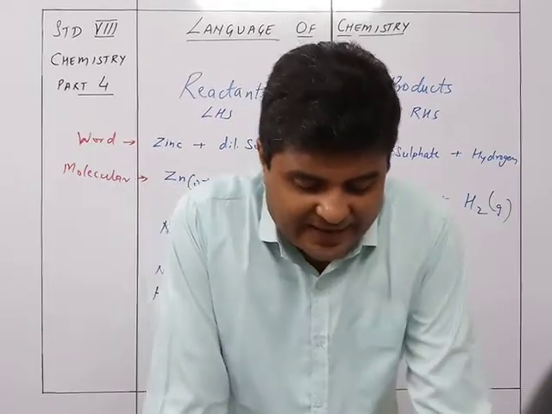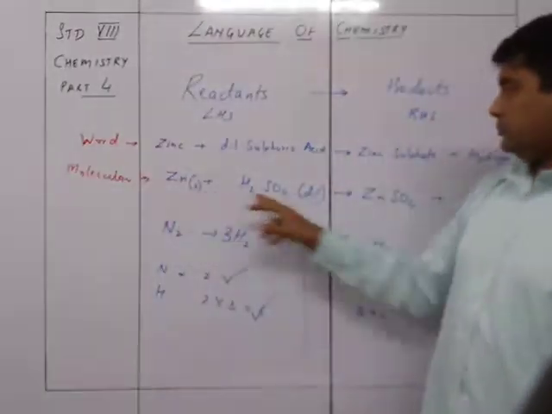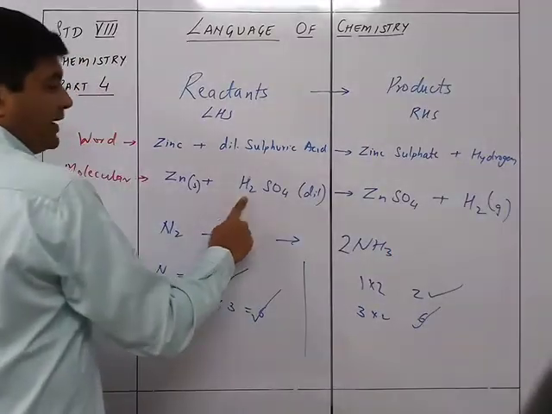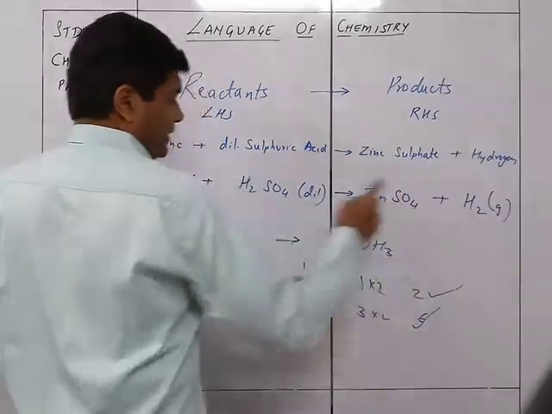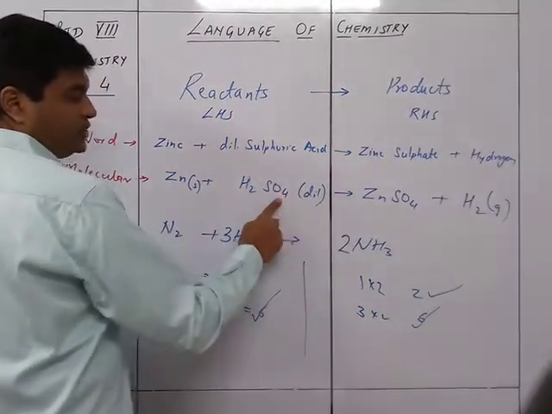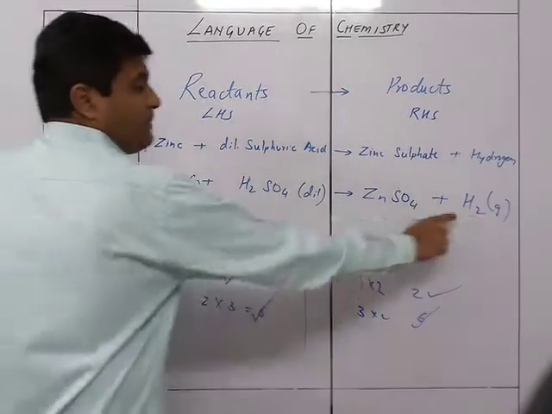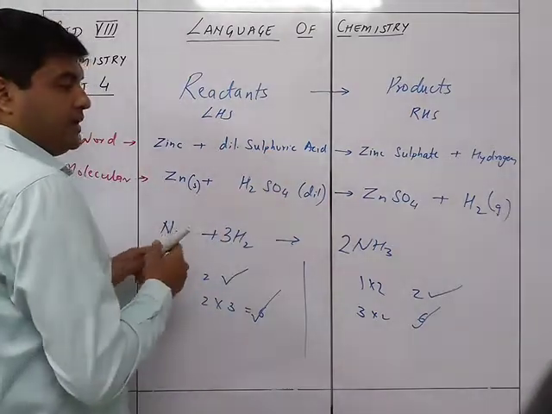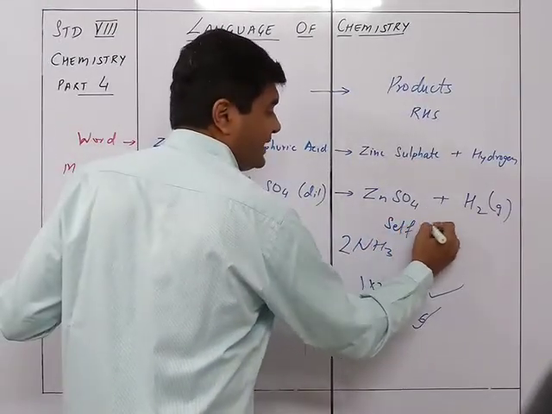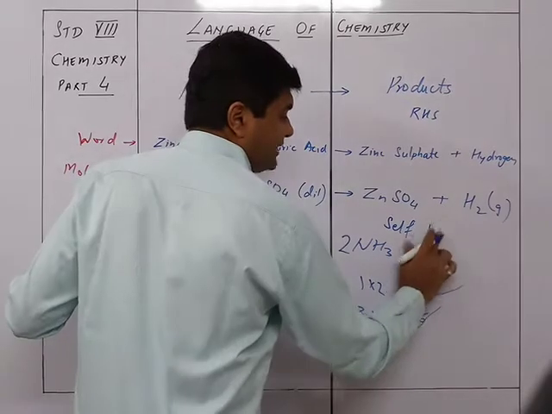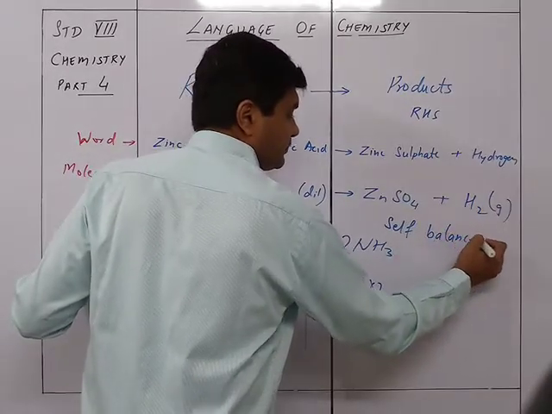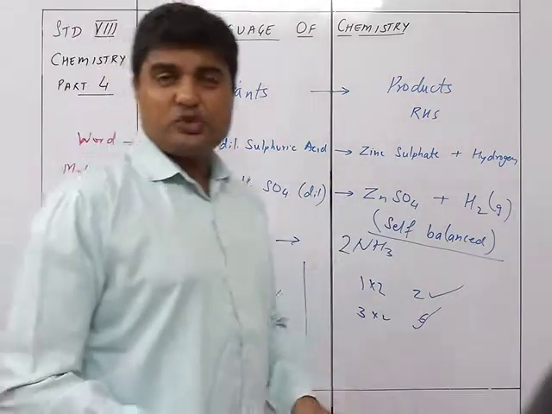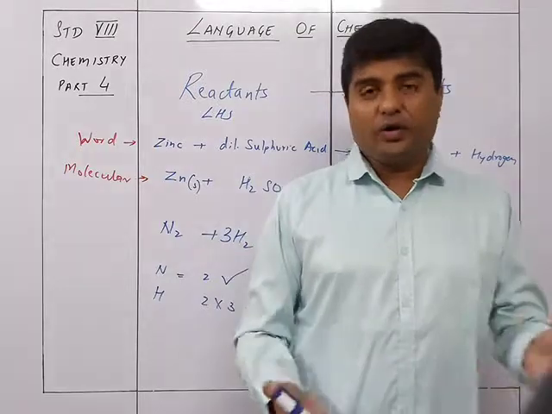So in the reaction Zn plus H2SO4, you can see Zn is 1 over here, and also 1 over here. Hydrogen is 2 over here, hydrogen is 2 over here. S is once, S is once, O is 4 times, O is 4 times. So this is a balanced equation. Because you don't need to add any number over here, this is called a self-balanced equation. This equation is self-balanced, means you don't need to balance it because it is already balanced.